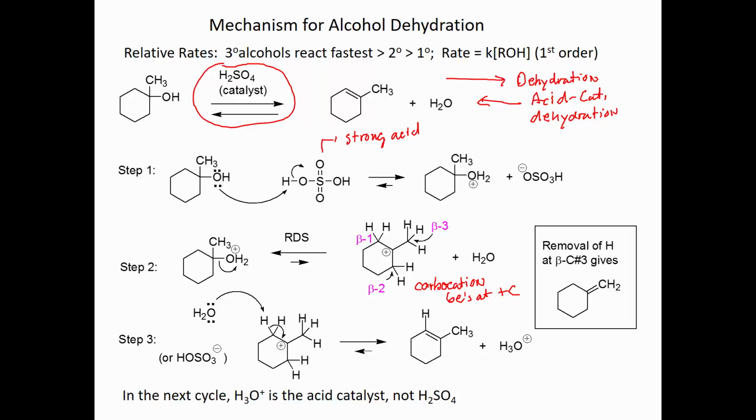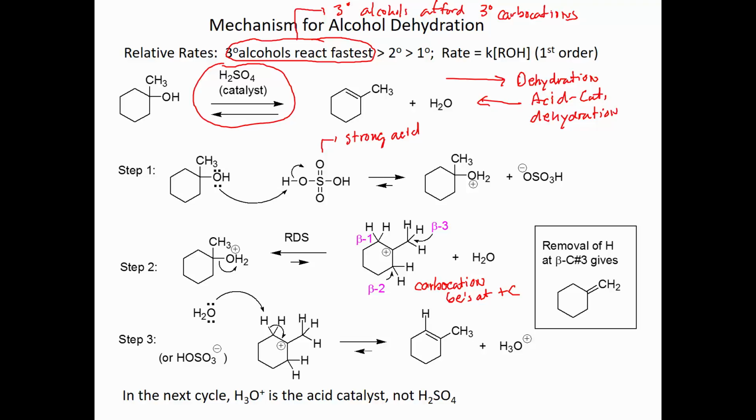Tertiary alcohols react the fastest because tertiary alcohols afford tertiary carbocations, and tertiary carbocations are the best carbocations of them all. Now, once we form this carbocation, we're going to remove a hydrogen from the beta carbon in the very last step of the reaction.